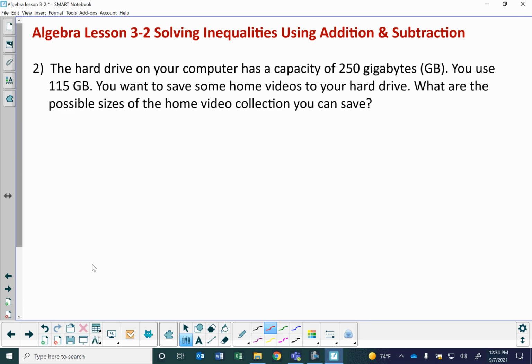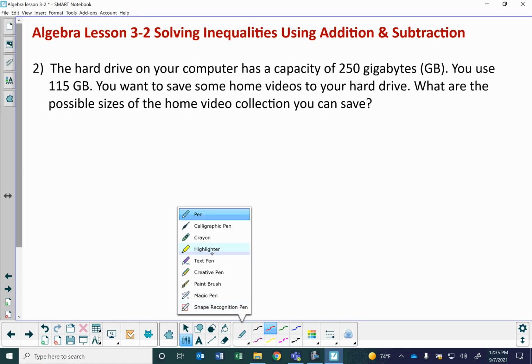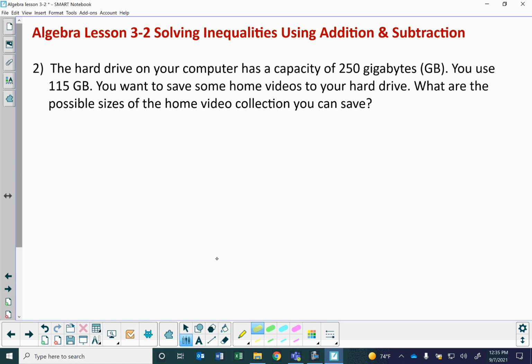Next word problem. The hard drive on your computer has a capacity of 250 gigabytes. You use 115 gigabytes. You want to save some home videos on your hard drive. What are the possible sizes of the home video collection you can save? And videos take up a lot of space. Same with pictures. All right, so first things first, we have to figure out what in the world we were asked to find. And we want to know what are the possible sizes of home videos. Okay, so I'm going to let x equal the possible sizes.